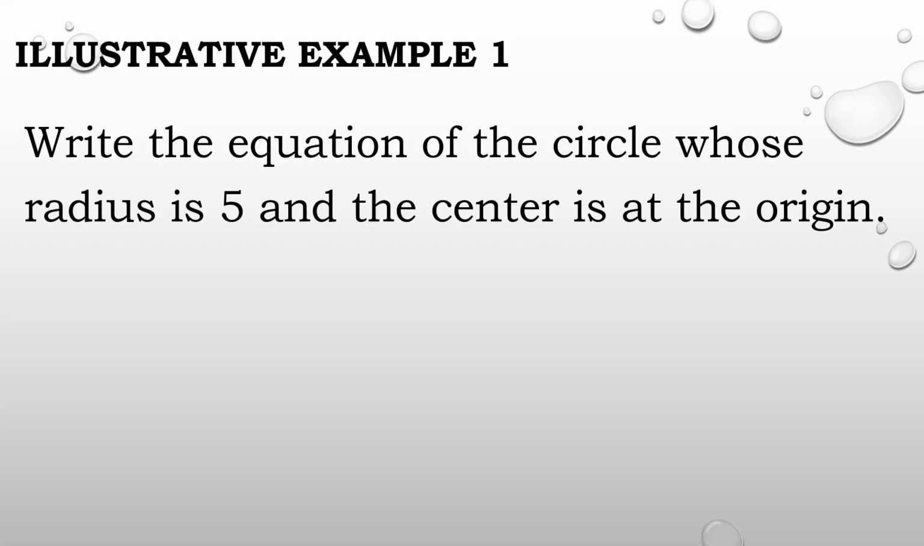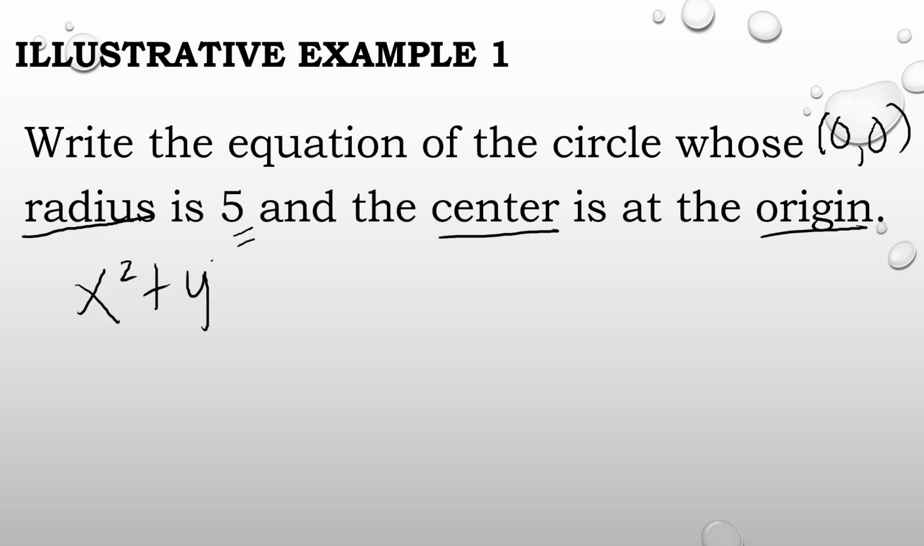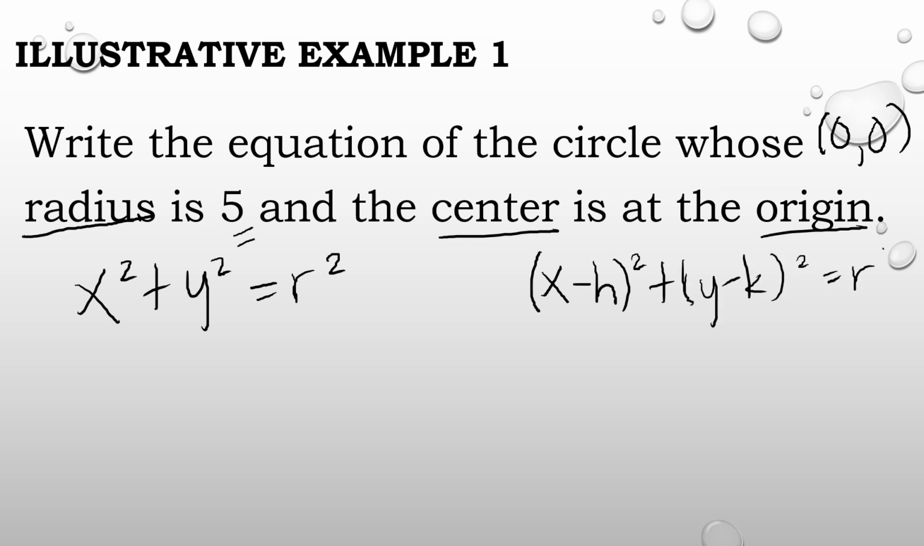To further understand, let's have our first example. Write the equation of the circle whose radius is 5 and the center is at the origin. To write the equation, we need to identify the radius and the center. The radius here is 5 units and the center is at the origin, meaning to say it is at 0, comma 0. Since the center is at the origin, we can use x squared plus y squared is equal to r squared. However, if you want to use x minus h squared plus quantity y minus k squared is equal to r squared, that is fine.